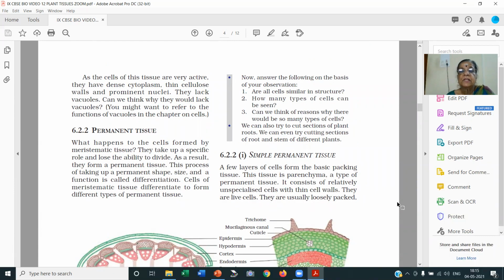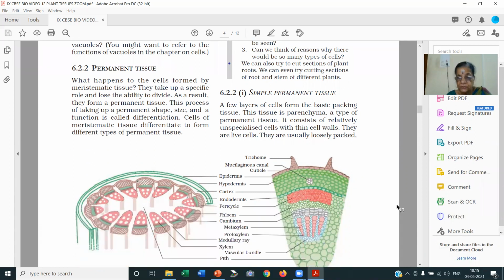So now we can say the cells are similar in structure in the given diagram. How many types of cells can be seen in the given figure? Types of cells. And then we can also try with the roots. The simple permanent tissues, we have already explained in the figure. Right? A few layers of cells form the basic packing tissue. It is parenchyma, which is a type of permanent tissue.